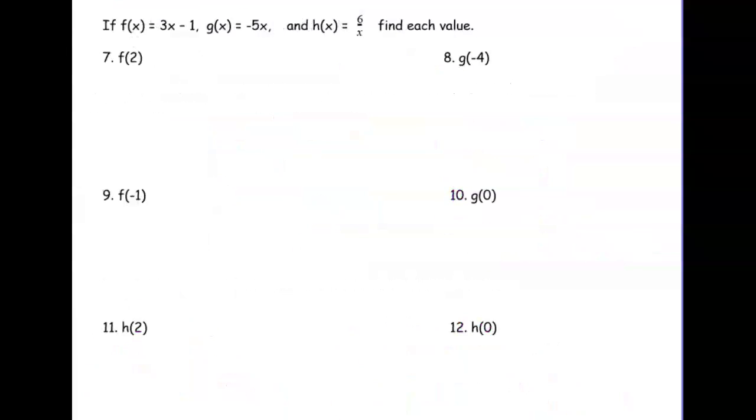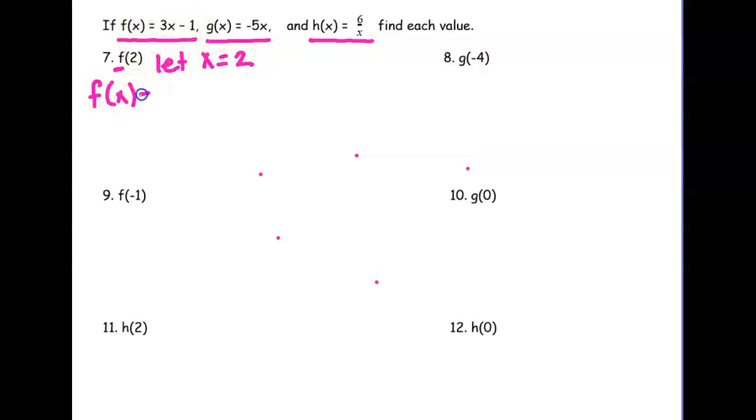Now we've got an example with 3 different functions. We have f of x is equal to 3x minus 1, g of x is equal to negative 5x, and h of x is 6 divided by x. We want to find each value. So if we're finding f of 2, see how it starts with the f? That means we're going to use that f function, and we let x be equal to 2. So we're using f of x equals 3x minus 1, and we plug it in: 3 times 2 minus 1. 6 minus 1 is 5. So f of 2 is equal to 5.